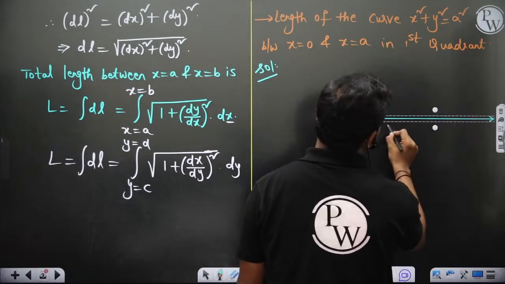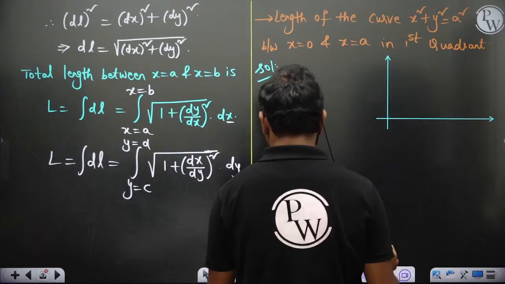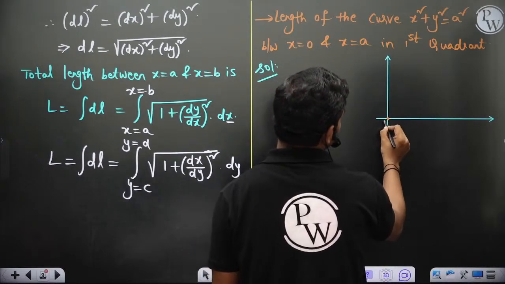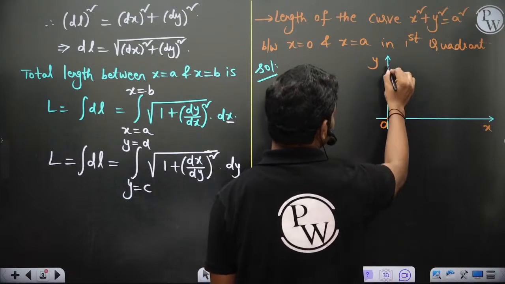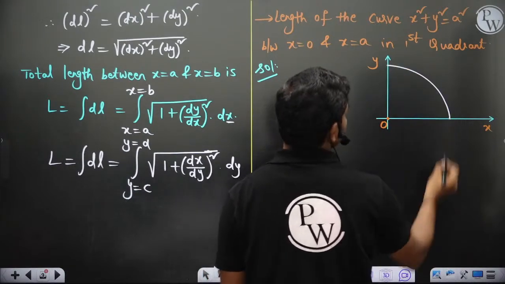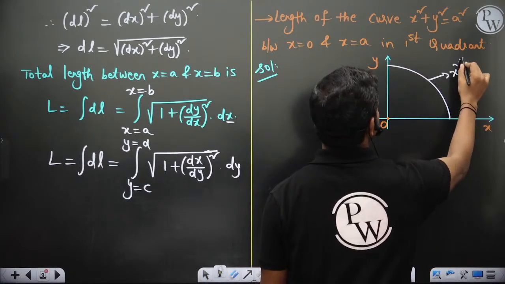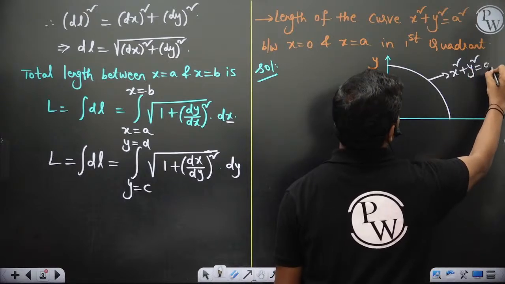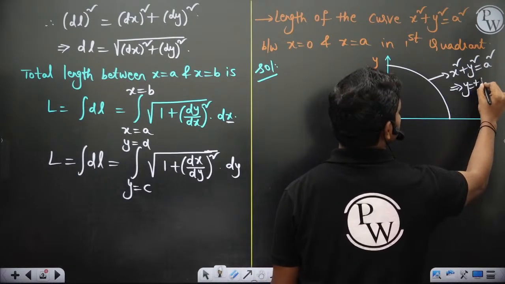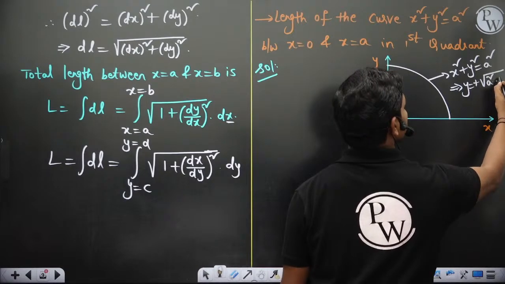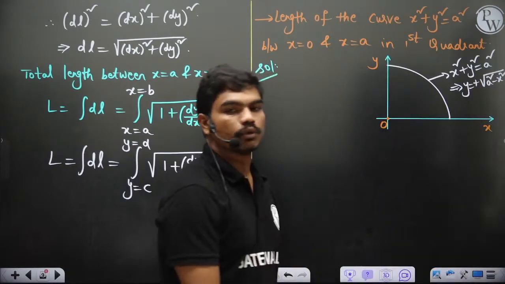If you plot origin x y, of course, and if you plot the curve, let's say this is x square plus y square is equal to a square, and this, let's say, since in the first quadrant y is positive, y is plus root of a square minus x square. Because in the first quadrant y is positive, you know this.